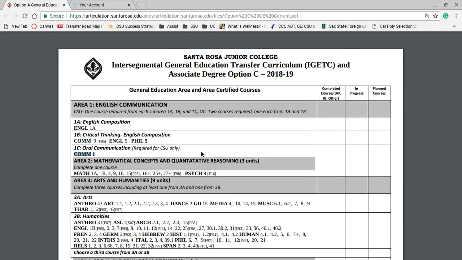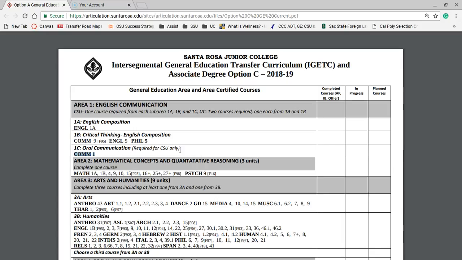So if you take Communications 60, then you would need to go back and use the CSU GE sheet when you are being certified for general ed if you were to go to a CSU. And then you would need to have IGETC done if you are also applying to a UC. So it gets a little bit more complicated, but we can help you through that.